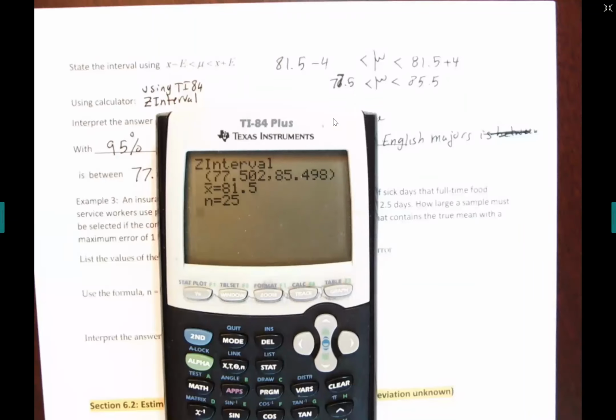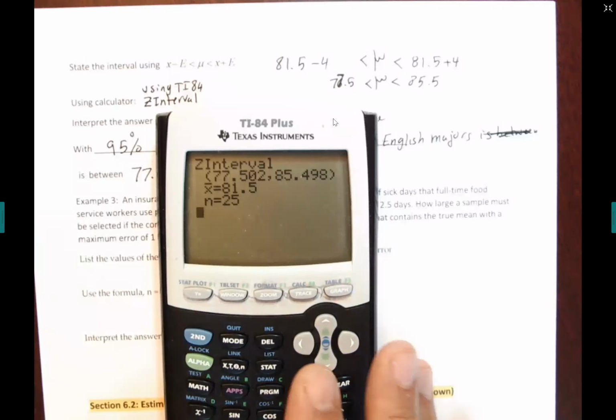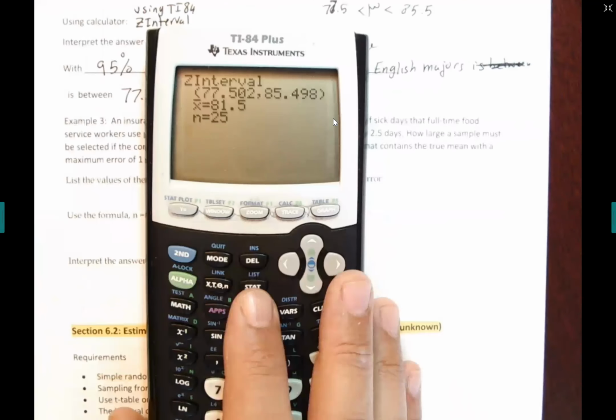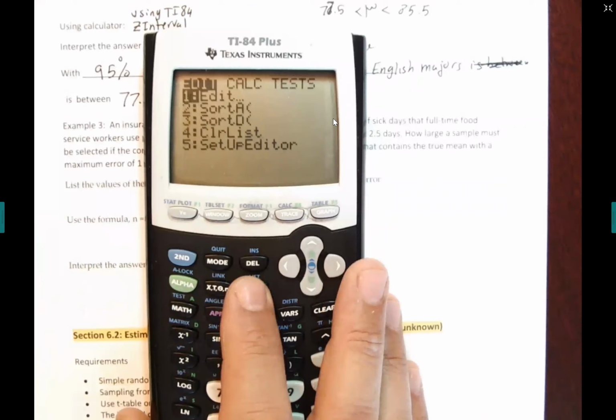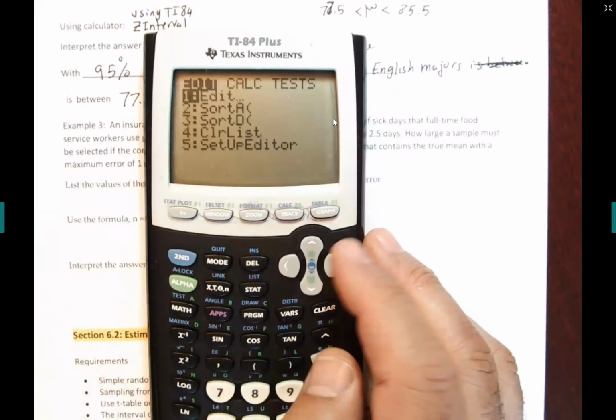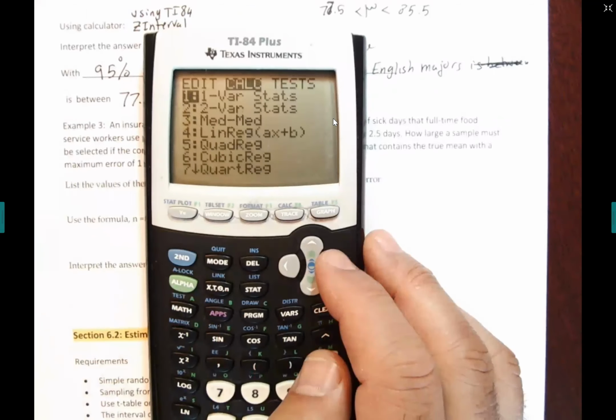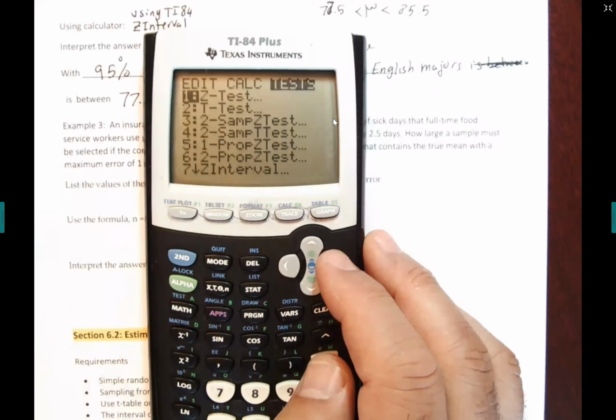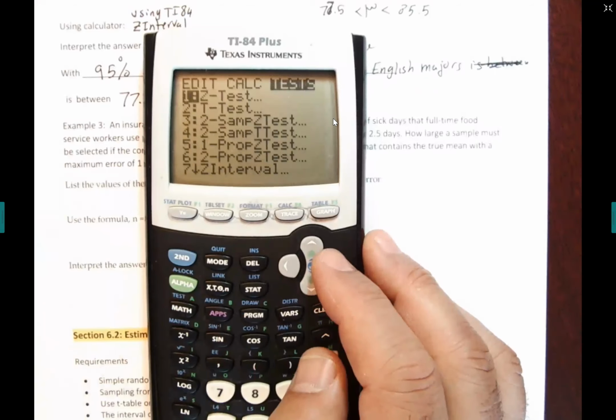So you go. Let's do it together, guys. Click on stat, everybody, and not edit, not calc. Scroll to the right to tests, and then it's number 7, guys. So for section 6.1, it's number 7. We use the interval when he gives us sigma.